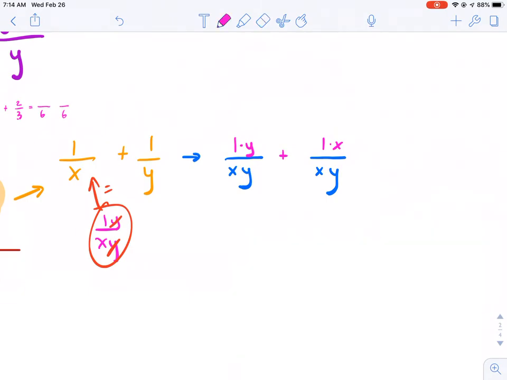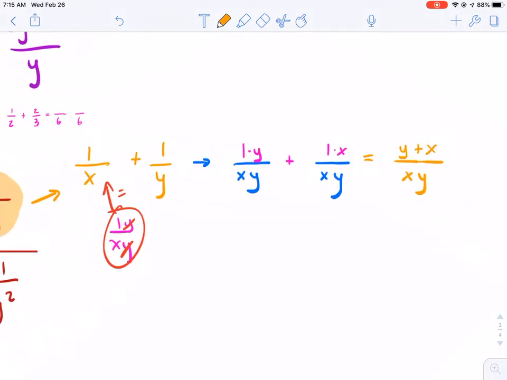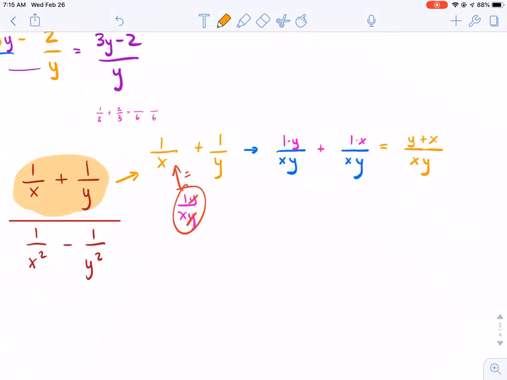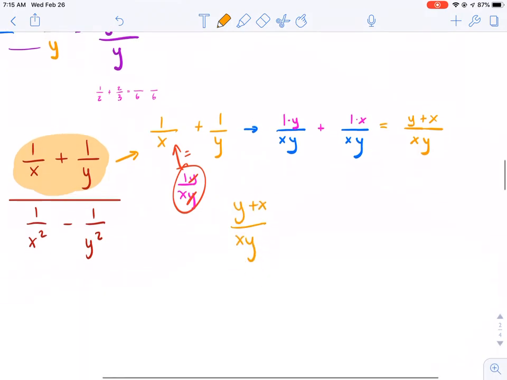Now we are free to go ahead and simplify. We can add the two fractions and leave the denominator as xy, okay, because the denominators are the same. So now we have 1 times y, which is just y, plus x. And we have to leave it like that because they are not like terms, okay? And that's okay. So we're going to rewrite this over here, y plus x over xy, okay?